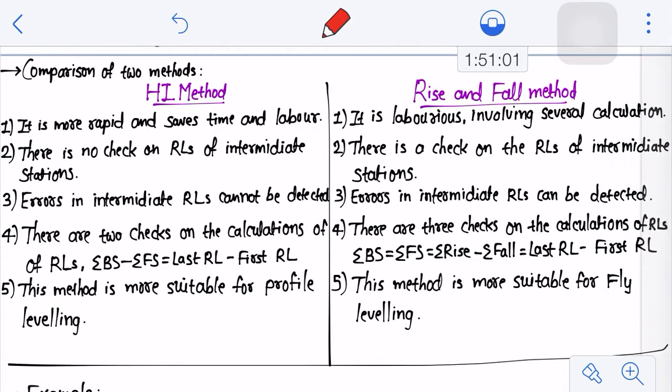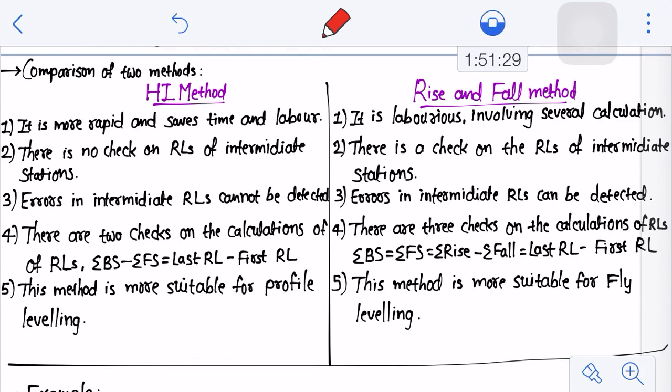So when you compare these two methods, it has been observed that your HI method is more rapid and it saves time and labor, and your rise and fall method is laborious, involving several calculations, because as we have just discussed, in your rise and fall method you need to identify whether it was a rise or a fall. So you need to carry out so many calculations, so it is laborious work, right? So in the first point, your HI method is the more advantageous one.